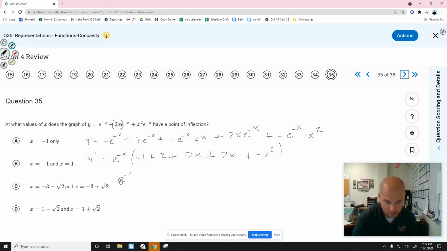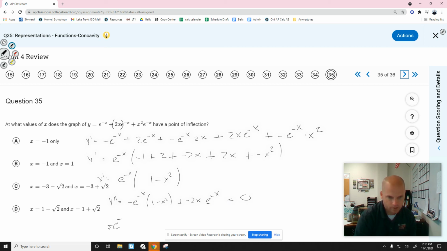Okay, fortunately, my first derivative does simplify to be 1 minus x squared. Okay, those two x's are gone. That's nice. All right, now let's take the derivative again. Y double prime. Derivative of the first times the second plus the derivative of the second times the first. That equals 0.